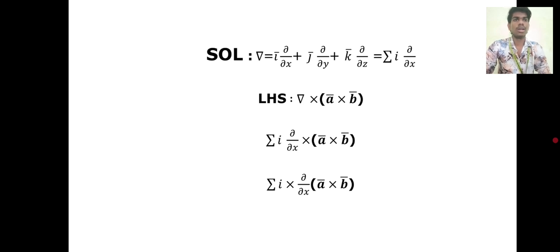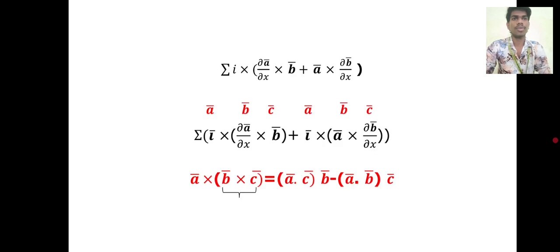LHS is equal to del cross of A bar cross B bar, which is summation of i into d by dx of A bar cross B bar. That is summation of i into dou by dou x of A cross B, which is summation of i into dou A bar by dou x cross B bar plus A bar cross dou B bar by dou x. Let summation of i into dou A bar by dou x cross B bar plus i into A bar cross dou B bar by dou x.